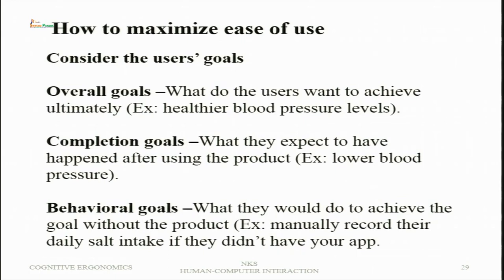So there may be various ways to have a healthier blood pressure level. This is the overall goal for an individual. You can take other examples. Then completion goals, what they expect to have happened after using the product. So if I use a particular computer for a long time, will my blood pressure rise? That may be an important question. So the completion goal will be lower blood pressure. Overall health based on blood pressure, and now it is becoming more specific. So from a very general goal, we are moving to a specific goal.